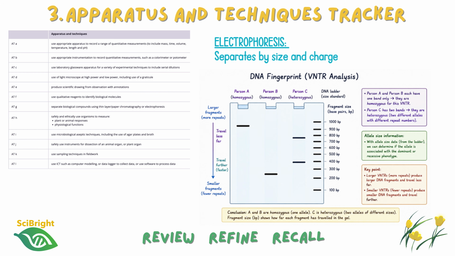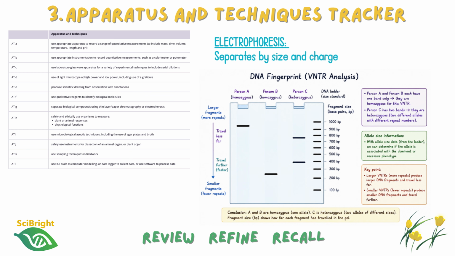Now, smaller DNA fragments will move further, and the more fragments of a certain size, the thicker the band we will see. On the example here, person A and B are homozygous because they only have one thick band for the section of DNA we are looking at. However, person C is heterozygous because there are two thinner bands, reflecting the two different alleles with different repeat sizes. We could tell if our homozygotes are recessive or dominant if we have allele size information.